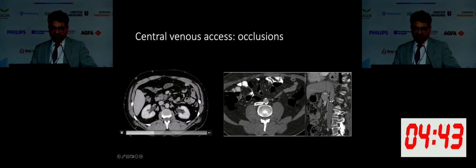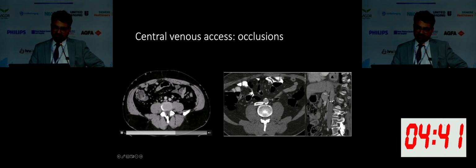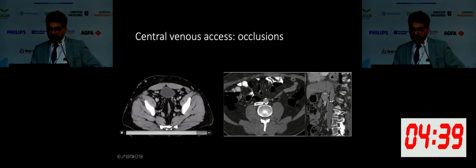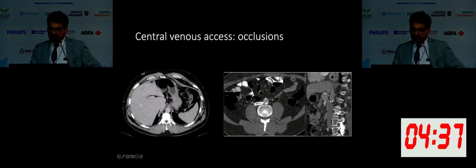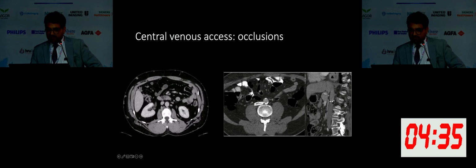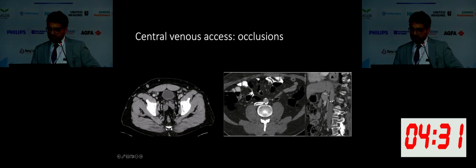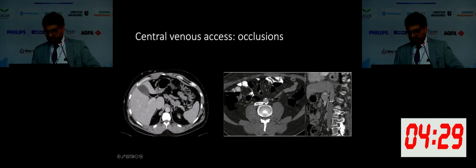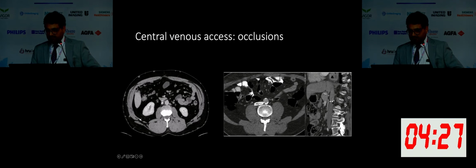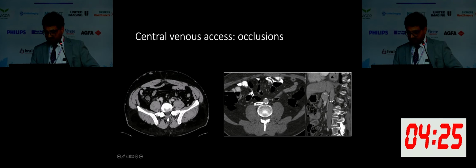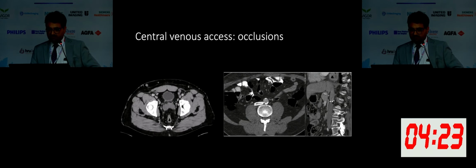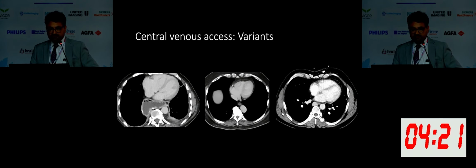This is the first case where there is an IVC filter and everything below that is obstructed. Of course, that cannot be used for access. This is one of the older kinds of surgical IVC occluders, which is called Adams-DeWeese device. So sometimes these are old devices, but you can still find them in some of these older individuals.